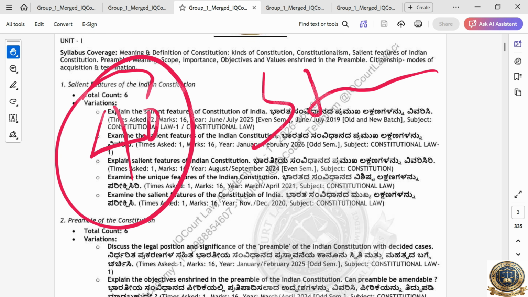Everyone knows each case law, so you can't fool them. It is a very basic subject, very easy. Everyone knows the case laws, so you can't fool the evaluators. So you have to write the correct case laws, correct articles. Very few articles are there. Those things I'm going to explain now.